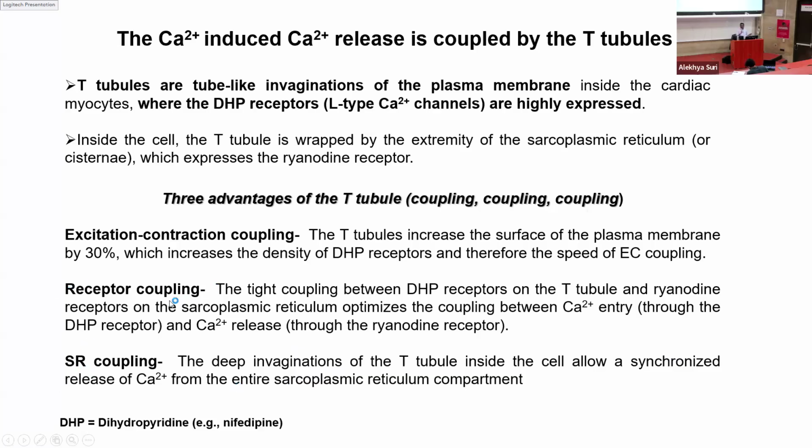Wherever the L-type calcium channel is there, you will see the ryanodine receptor in close proximity. So these two receptors kind of couple together functionally and speed up the calcium entry. And then the third is SR coupling. So the T tubule will kind of synchronize the calcium release from the sarcoplasmic reticulum by stimulating the ryanodine receptor. Because of these three important functions, the T tubules play a major role in calcium-induced calcium release.